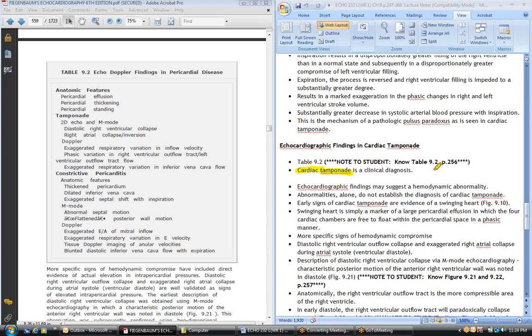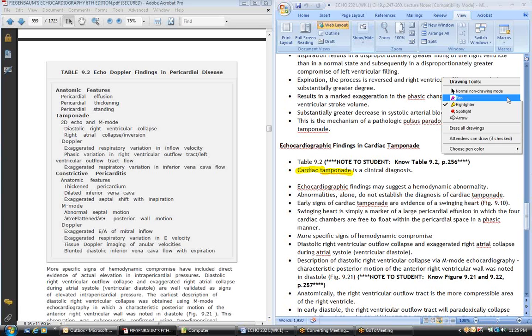More specific signs of hemodynamic compromise: diastolic right ventricular outflow collapse and exaggerated right atrial collapse during atrial systole. You have diastolic right ventricular collapse. When the right ventricle should be filling, you have collapse. Description of diastolic right ventricular collapse via M-mode echo: characteristic posterior motion of the anterior right ventricular wall was noted in diastole, figure 9-21.